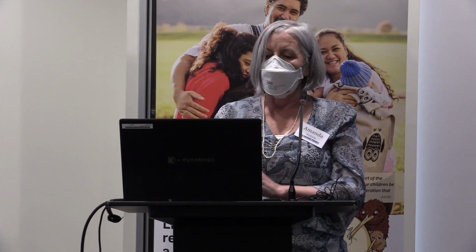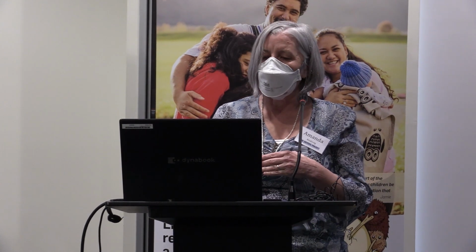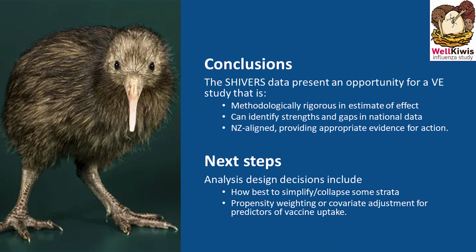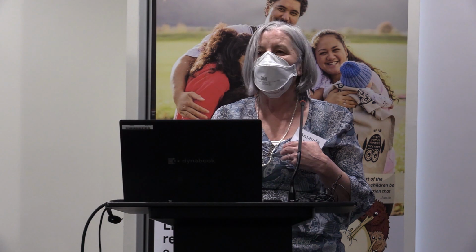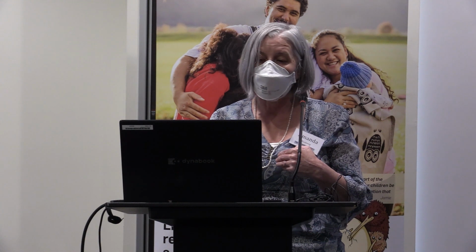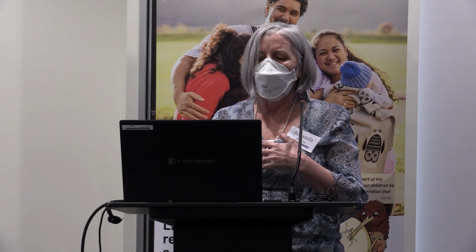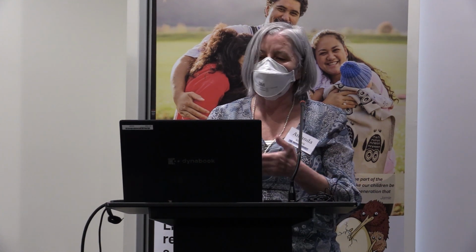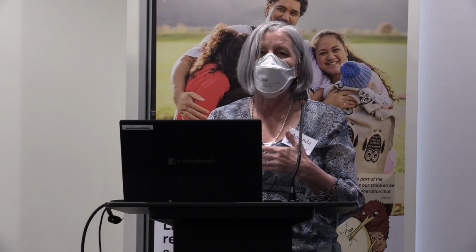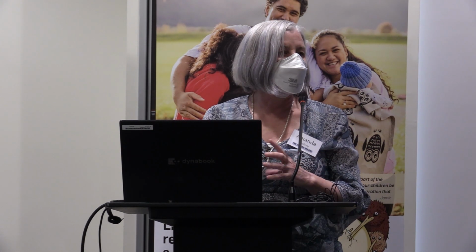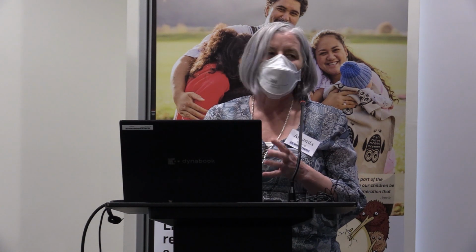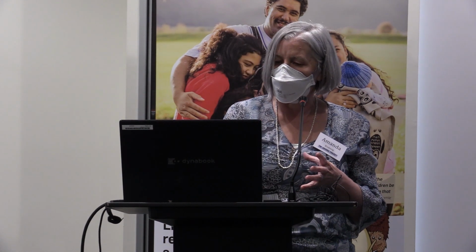Next steps, we've got a few more analysis design decisions, and so one of those, as I mentioned, is how do we simplify our strata without losing information or distorting the relationships in the data? And secondly, how exactly to adjust for confounding. We could do a propensity weighting approach, or we could do a simple adjustment, and we'll have a think about which would be the best approach for us in this study.